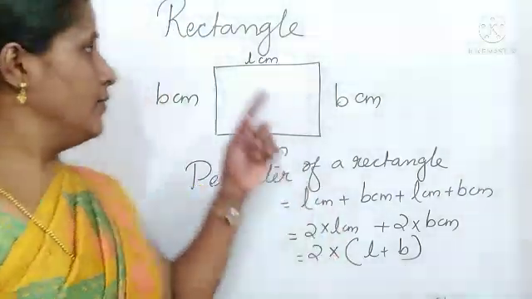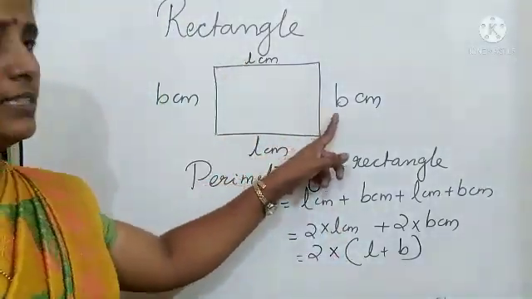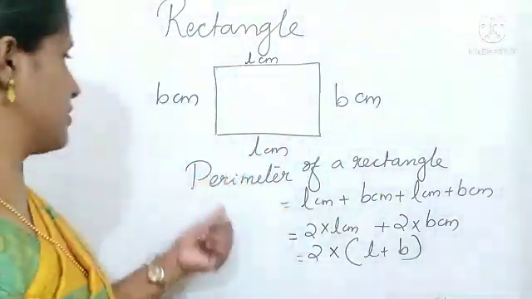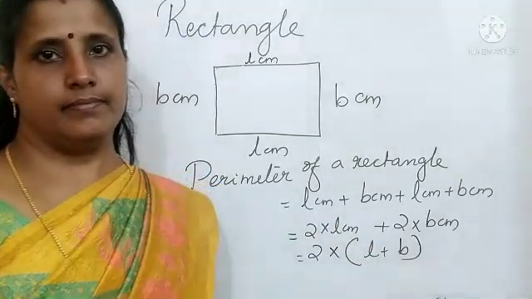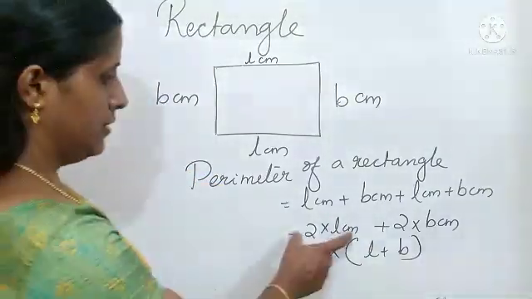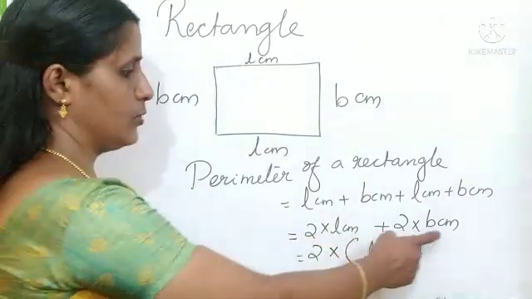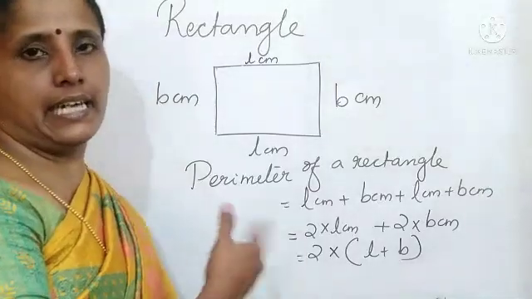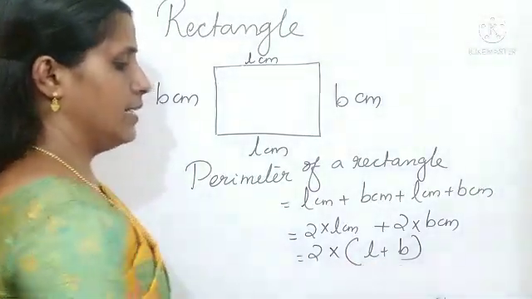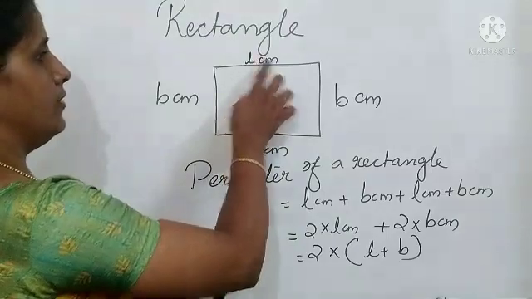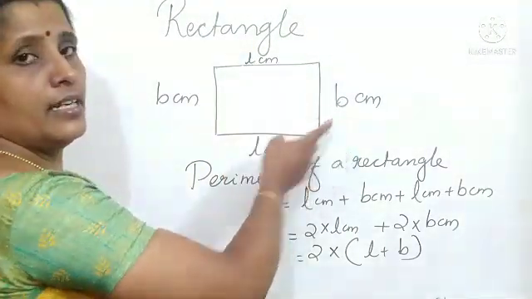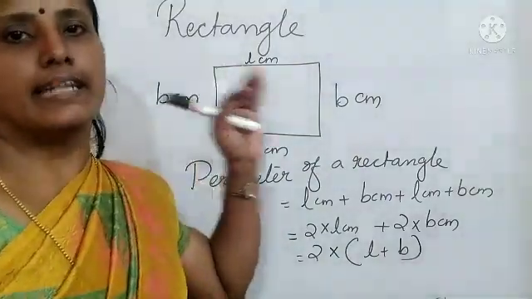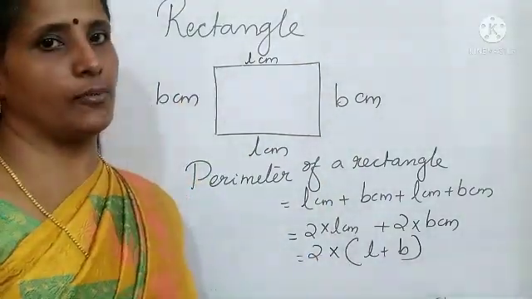That is the meaning. We need to add the length and breadth. We get a sum. That sum into 2, we get the perimeter of the rectangle. Understand? 2 times adding length and 2 times adding breadth. So 2 is common. So we have to put taking outside. After that we have to add the length and breadth. That means if we are adding length and breadth, after that multiplying with 2, then we get the perimeter of the rectangle. Understand what is the formula?